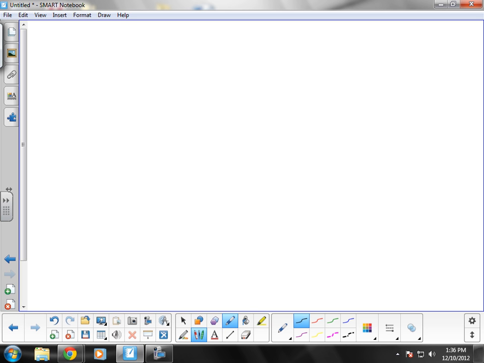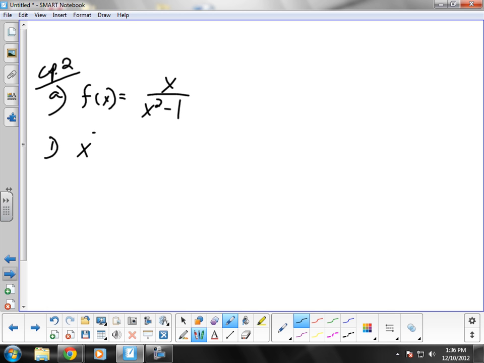Okay. So checkpoint 2. We're supposed to be finding the vertical asymptotes, if there are any. We're going to say f of x is equal to x over x squared minus 1. Now, what am I going to do? So step number 1: set the denominator equal to 0. Then what? Solve for x. So if we add 1 to both sides, we get x squared is equal to 1, so x is equal to positive or negative 1.